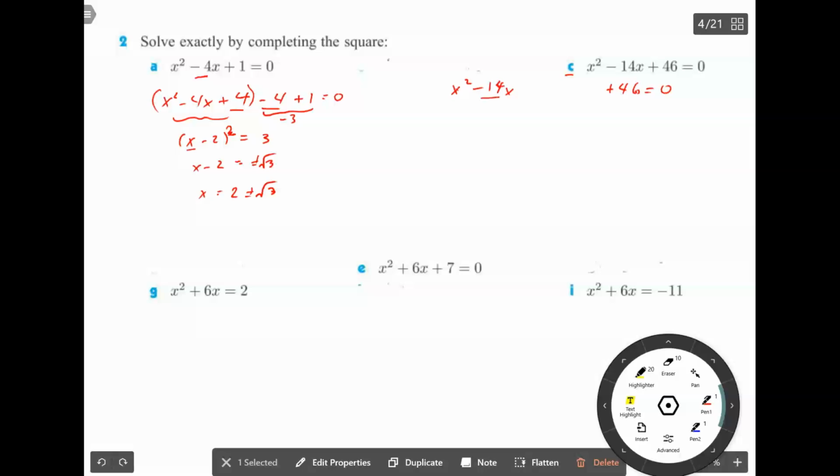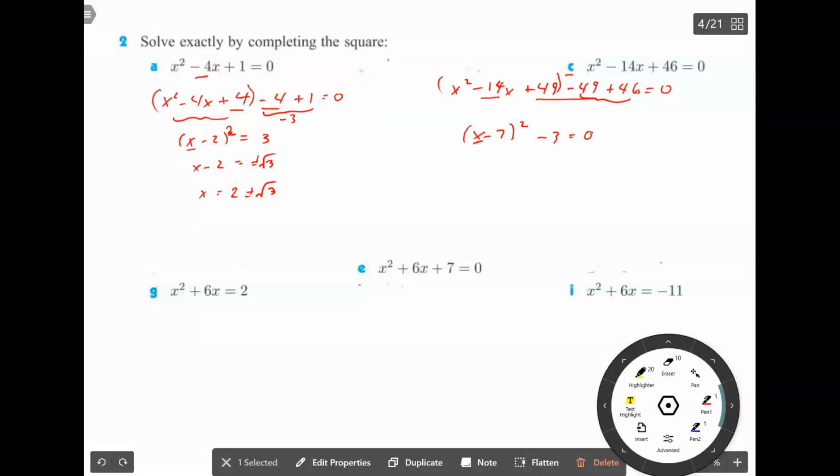Negative 14 divided by 2 is negative 7. Negative 7 quantity squared is 49, so plus 49. And then we immediately subtract out 49 so that these two add up to 0. Now I'm going to group these, and I'm going to group these. So the left side, x squared minus 14x plus 49, I can factor that into x minus 7 times x minus 7. So it's equal to x minus 7 squared, right? And then minus 49 plus 46 becomes minus 3 equals 0.